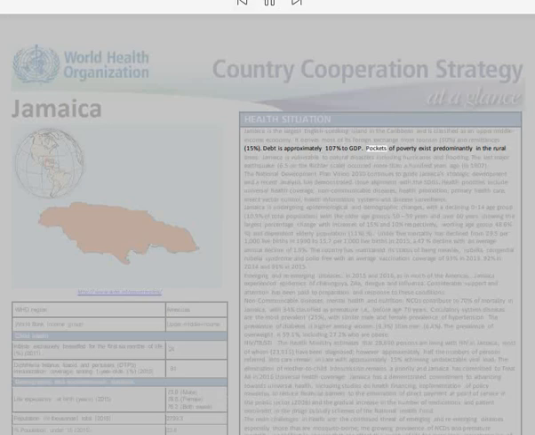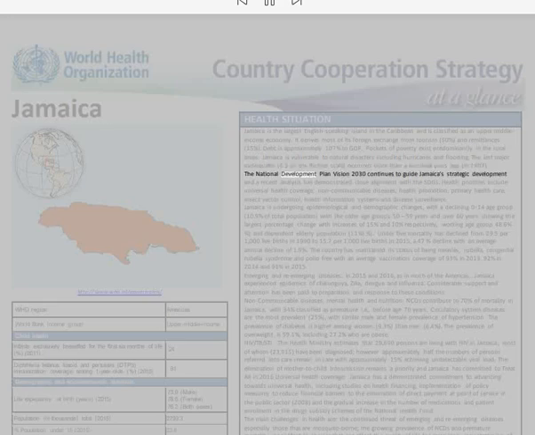Jamaica is the largest English-speaking island in the Caribbean and is classified as an upper middle income economy. Pockets of poverty exist predominantly in the rural areas. Jamaica is vulnerable to natural disasters including hurricanes and flooding. The last major earthquake, 6.5 on the Richter scale, occurred more than 100 years ago, in 1907.